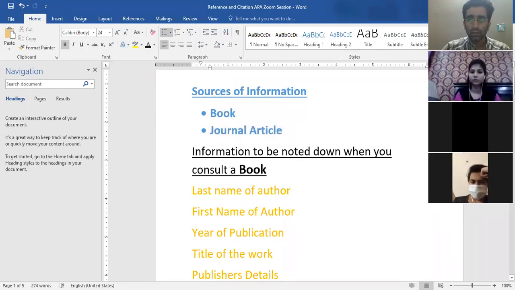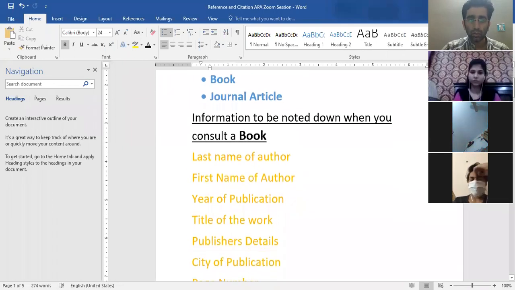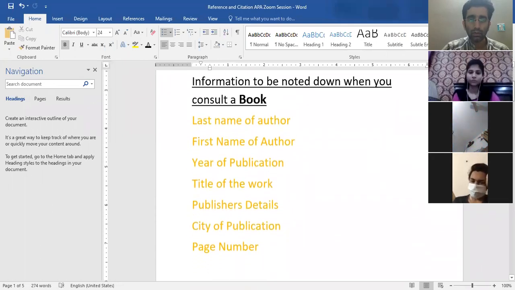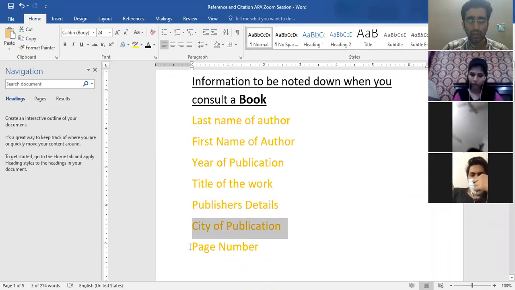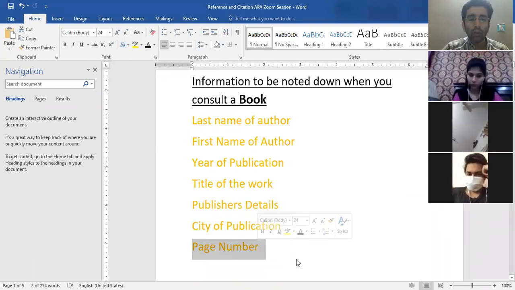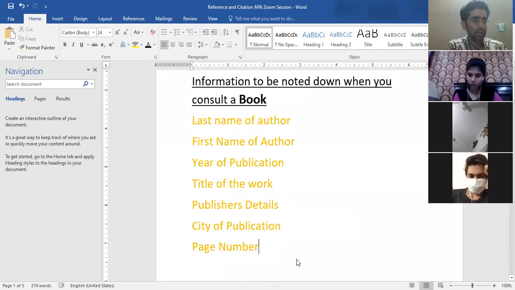Right. So whenever you come across a book, you need to take a note of all these things: last name of author, first name of author, year of publication, title of the work, publisher's details, city of publication, and page number. How to find this information? This information is given on the very first page of any book.